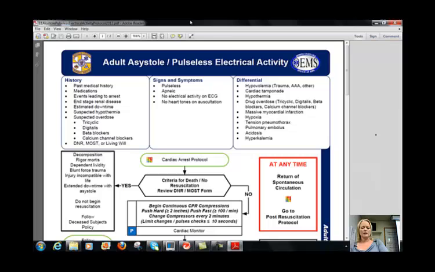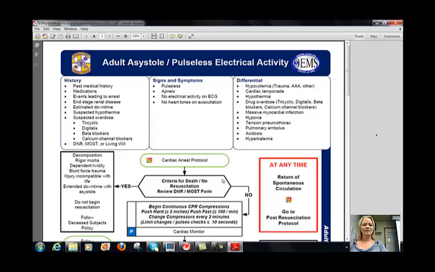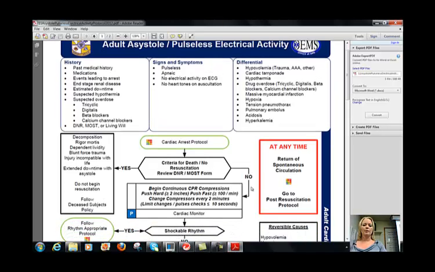All right, so now we're going to get into the cardiac protocols. And each of these are color-coded so that you can see the grouping. So we just skipped from Protocol 9 to Protocol 11, so there is no Protocol 10. Protocol 11 is the asystole PEA protocol.